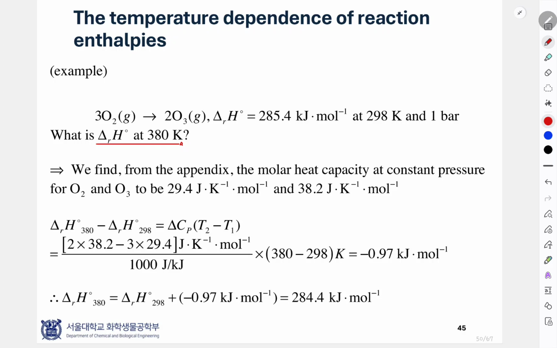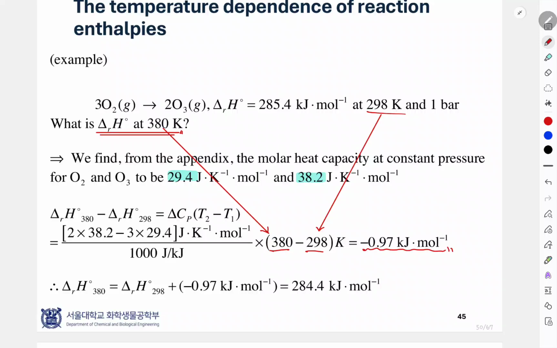And based on the equation that we already studied, we can calculate the change of enthalpy here. So this is minus 0.97 kilojoules per mole, and finally the standard reaction enthalpy is the sum of this change and the known enthalpy. So it becomes 284.4 kilojoules per mole.